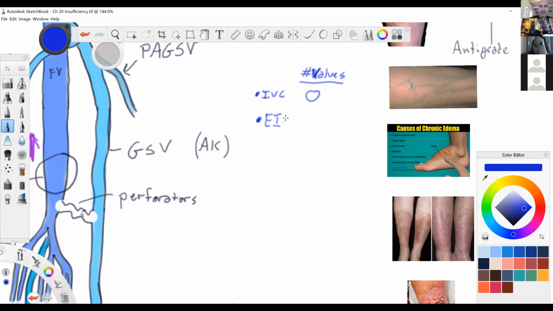External iliac vein, external iliac. Some people have 0, some people may have 1. It's not a set thing. Common femoral vein, most people have 1. Femoral vein, of course, that's a long vein, so 3 to 4. Different books are going to tell you different things too, by the way, guys, but this is just estimates.